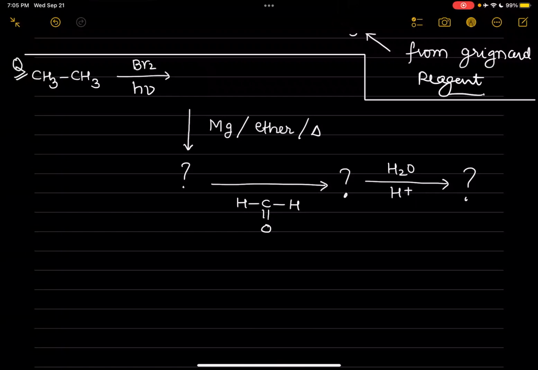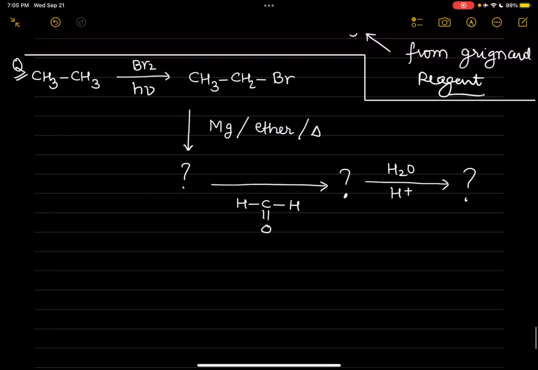So this is bromination in the presence of sunlight. One hydrogen will be broken away by the bromine, and you will have CH3CH2Br, ethyl bromide. Right, Imad? Yes, sir. But where is the sunlight in this reaction?